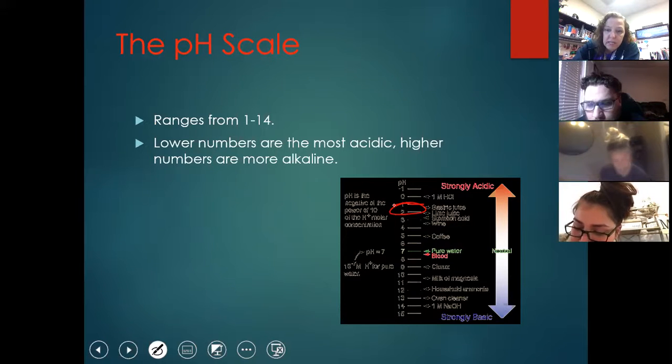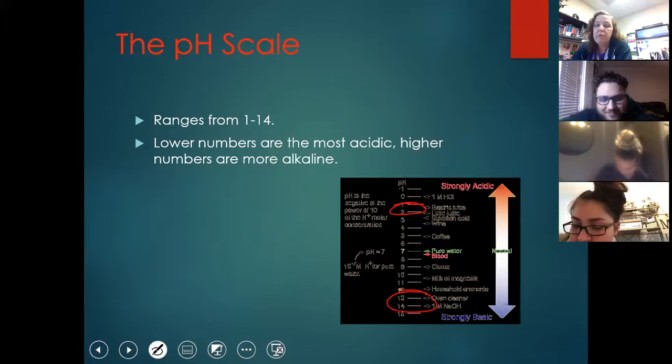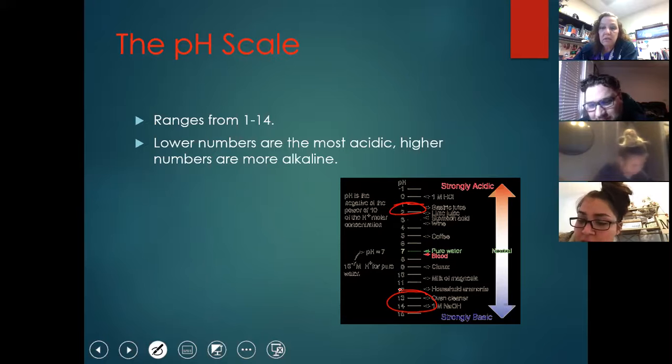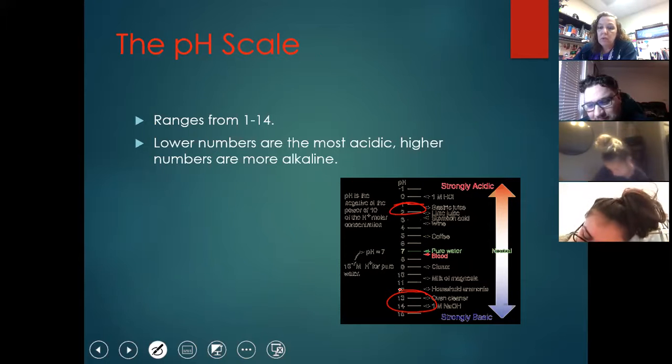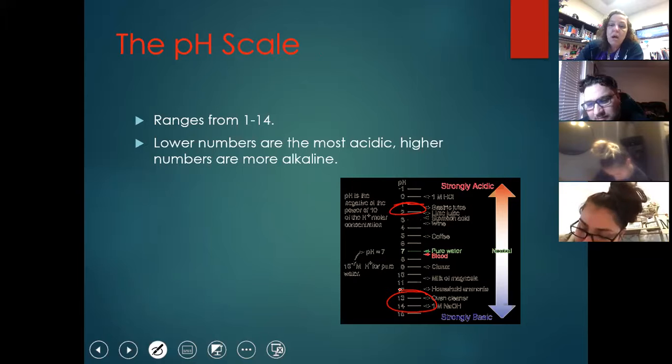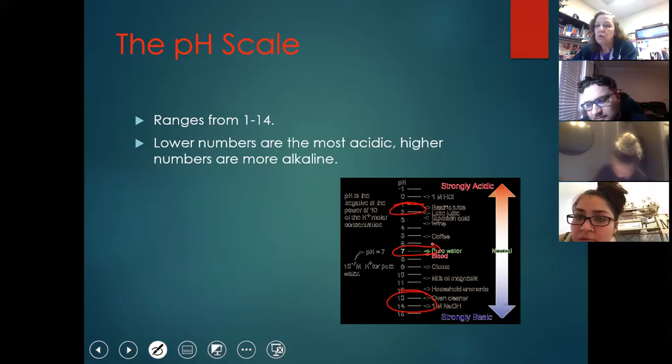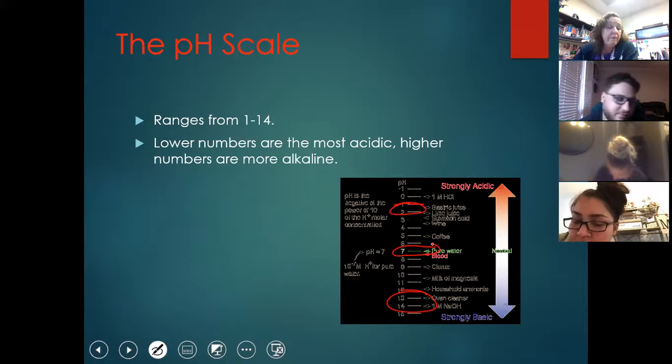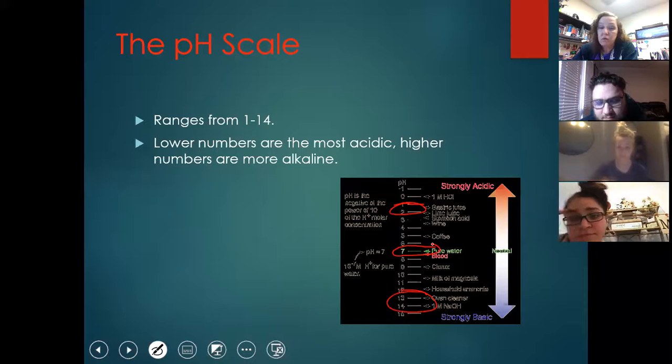And here you can see very, very basic. The bigger the number, the more basic it is. So here we have oven cleaner, household ammonia. Our blood is just a little bit more basic than neutral. In fact, our blood pH is usually on average about 7.4. So just a little more basic than neutral.